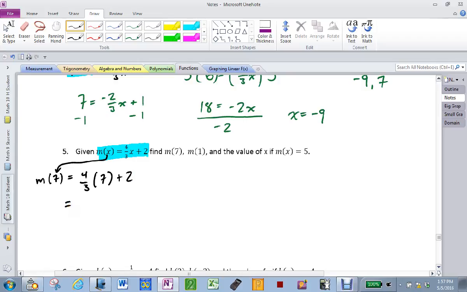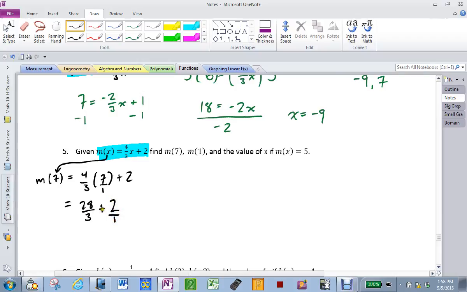Now you get to remember fractions. What is 7 really? 7 over 1. And then what do you do to multiply fractions? You do not cross multiply. You go straight across. 28 over 3. Right? Plus 2. Now, what is 2 really? 2 over 1.